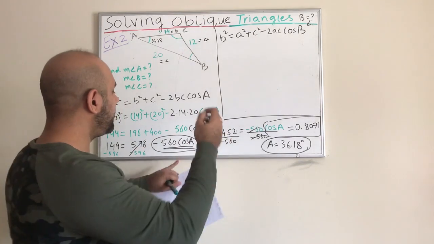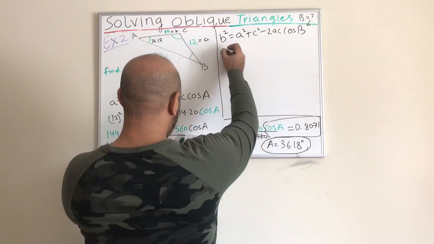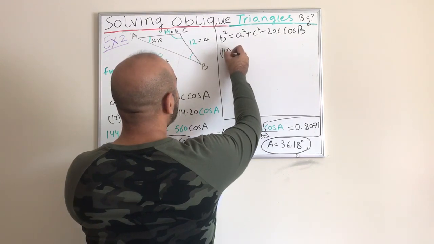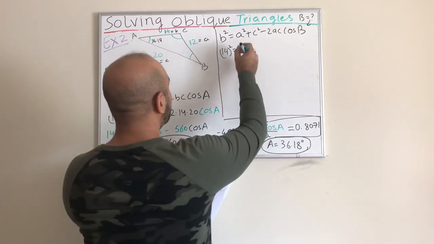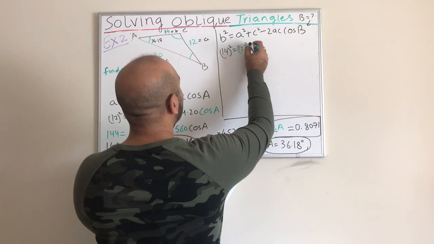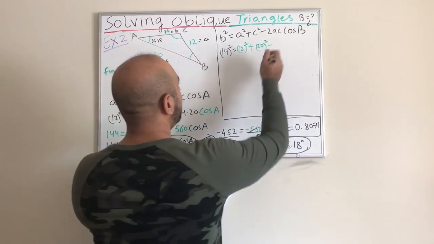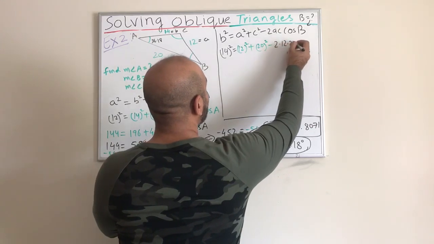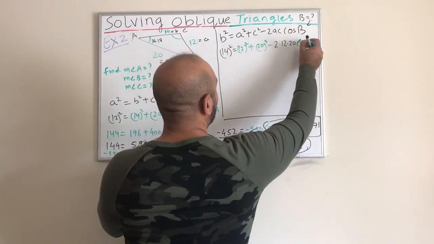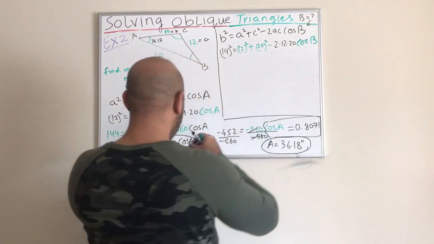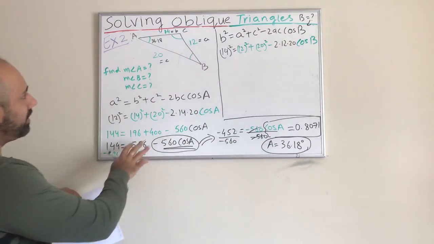But I'm going to write all the steps. So guys, I have B square, which is 14 square, on the left hand side, and on the right hand side I have A square, which is 12 square, plus C square, which is 20 square, minus 2 times A times C, which is 2 times 12 times 20 times cosine of angle B. Guys, again, simplifying exactly the way we did here.